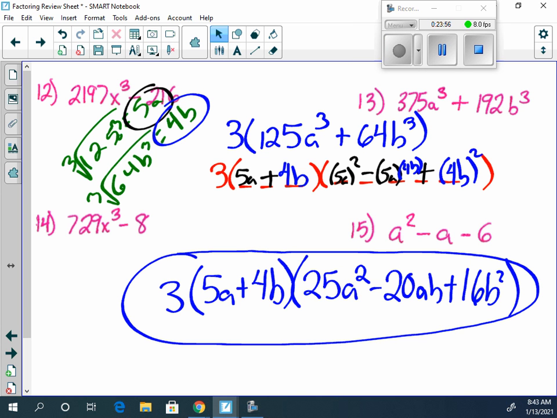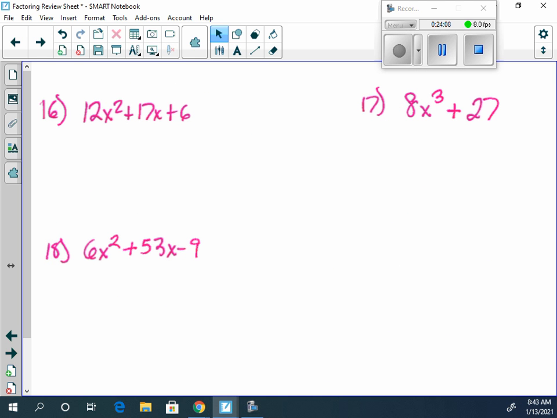Any other questions on these 4 here? Are we good with these 4 here? Are we good with these sum and difference of perfect cubes? Okay. Questions on 16 through 18. 17.